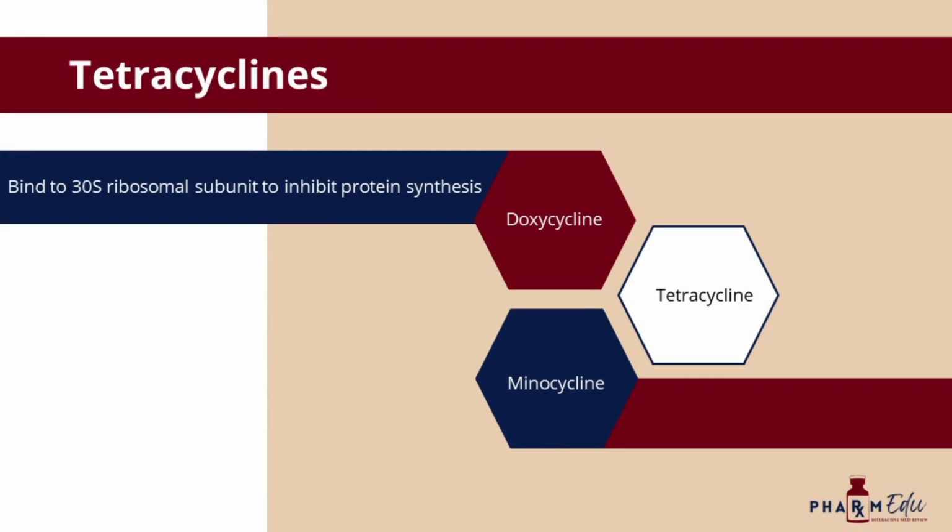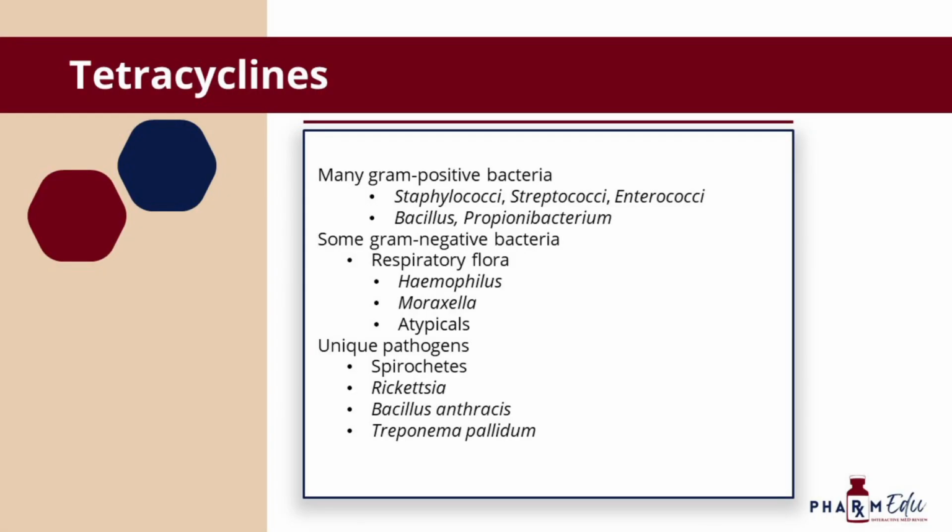Moving on to tetracyclines, these are also going to bind to the 30S ribosomal subunit to inhibit protein synthesis. These agents are Doxycycline, Minocycline, and tetracycline. Their coverage is going to be more so towards gram-positive bacteria, your Staphylococci, Streptococci, Enterococci, and Nocardia. They also cover some Bacillus and Propionibacterium as well. They do have some gram-negative coverage, including the respiratory flora of Haemophilus, Moraxella, and some additional atypicals.